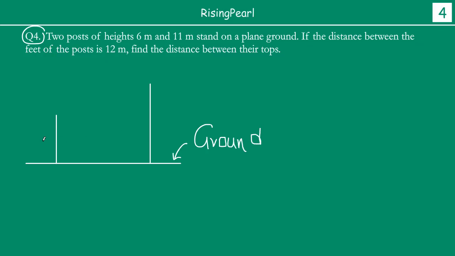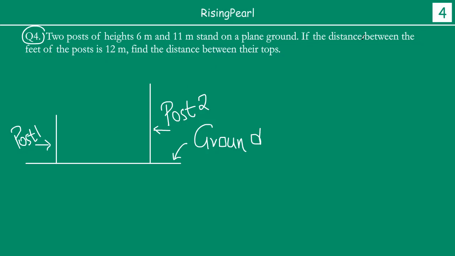This is the small post, right? Small post is 6 meters. So we drew this line a little bit smaller. So let's call this our post 1, this one. And this is our post 2. So post 1, and this is post 2.